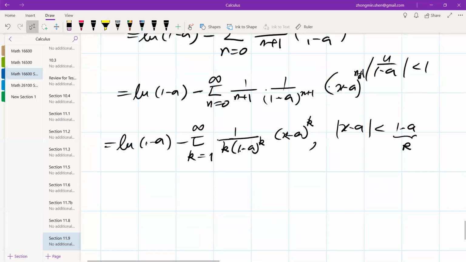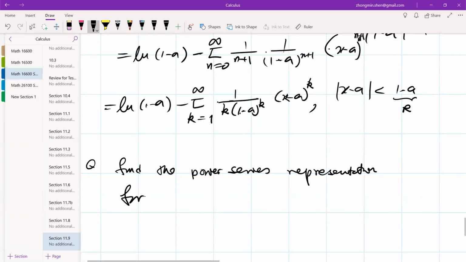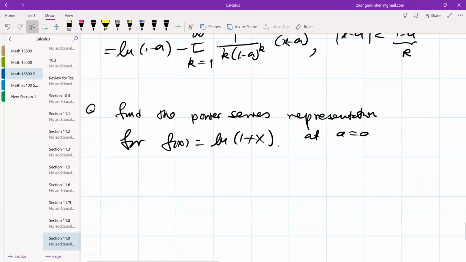Now, there are some other formulas where we just modify, and you don't need to use that theorem. For example, find the power series representation for the function f of x equals natural log of 1 plus x, at a equals 0, at its origin. If you're not told that this is a power series around a point, so it's not clearly given, then just find the power series around the origin.